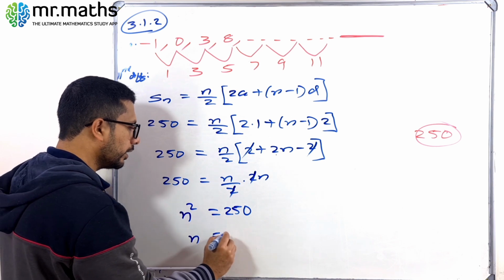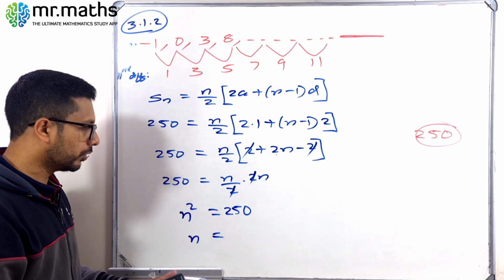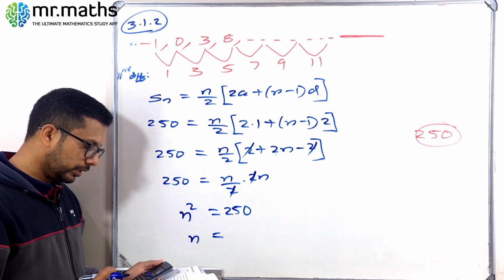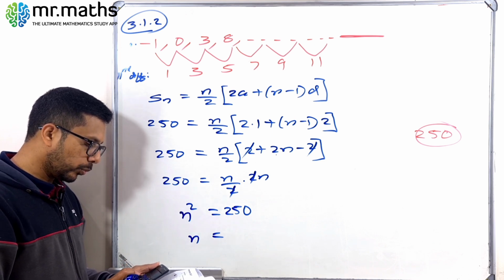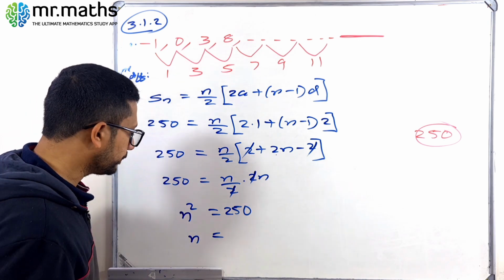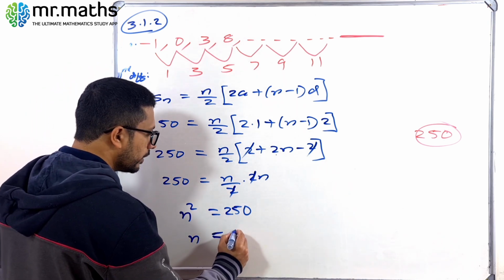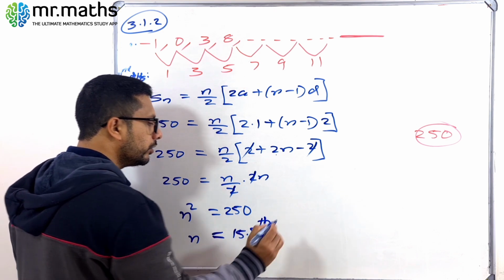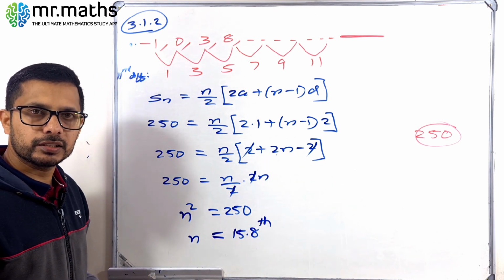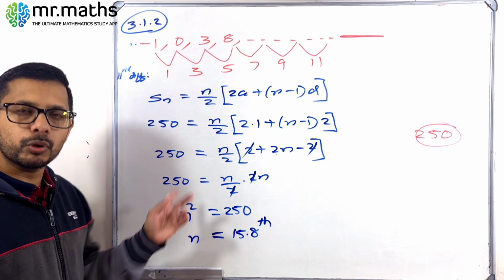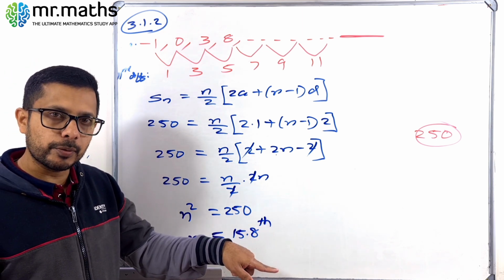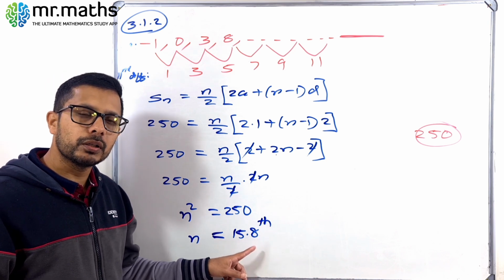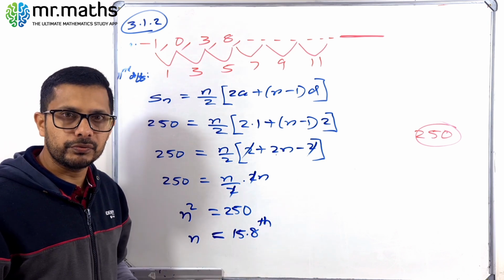So take your calculator, try to find what is the square root of 250. Square root of 250, that is 15.8. So it means, on the 15.8th term, is there any term like that? No, either the 15th term or the 16th term. Anyway, we got the 15.8th term, the sum is 250.